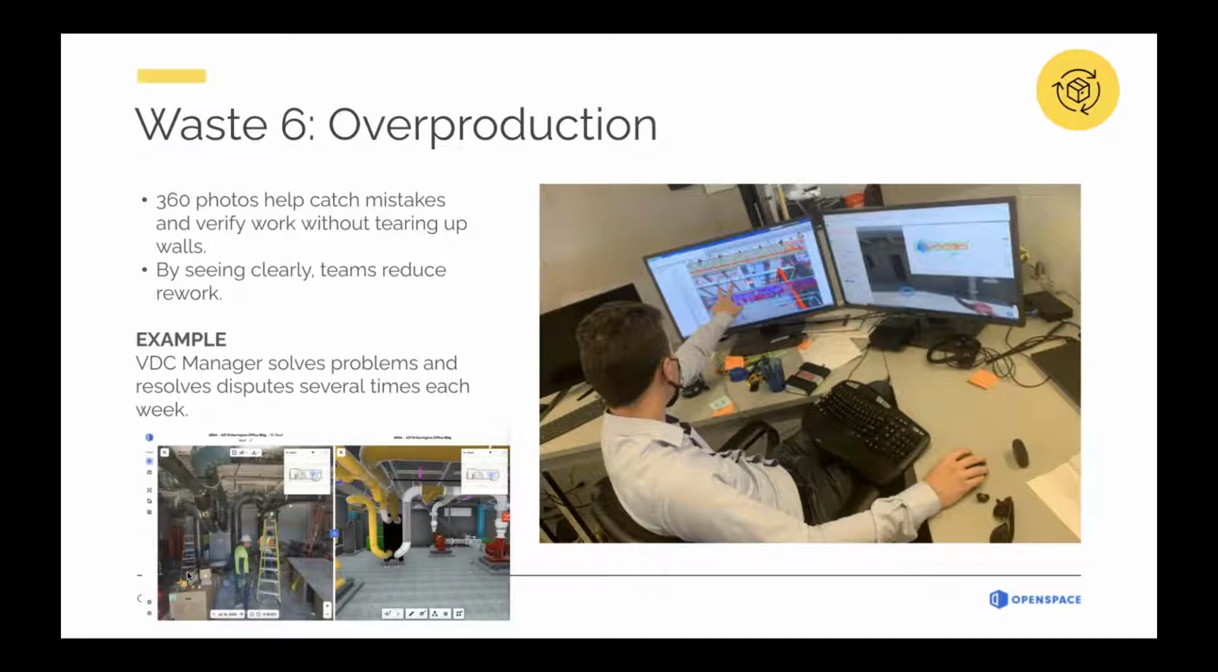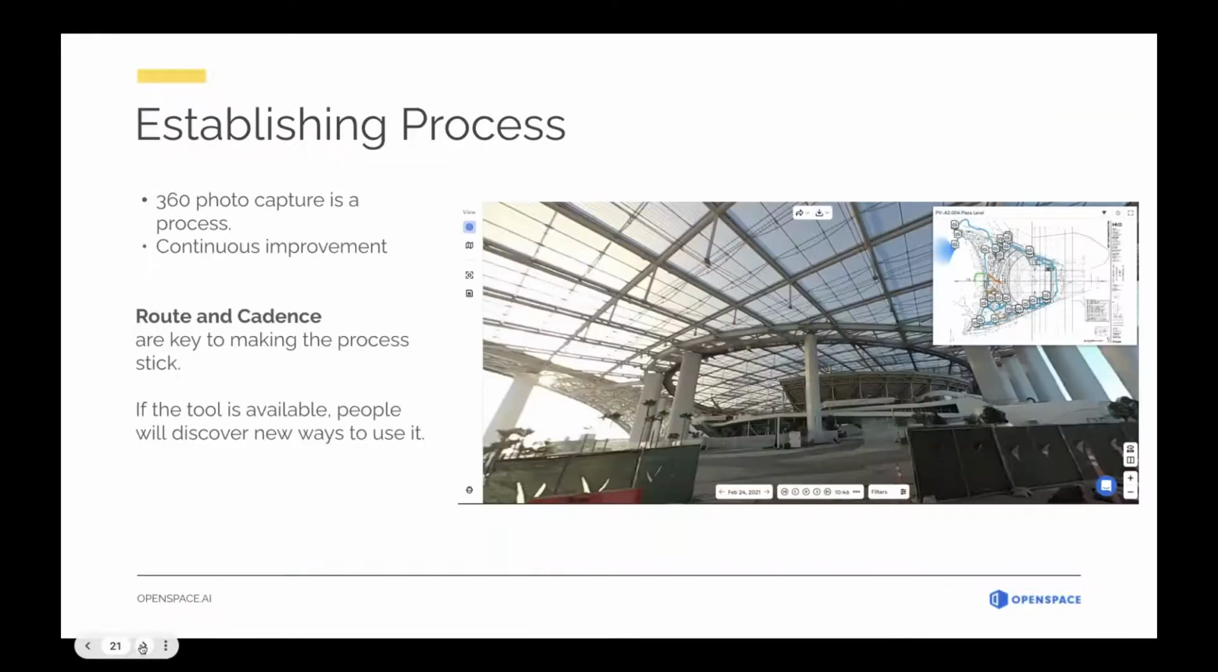So again, avoiding a lot of rework, avoiding a lot of extra work on all parts, and just better facilitating communication. Go ahead, Chris, on the process part of how to actually make this happen or practical in the field.